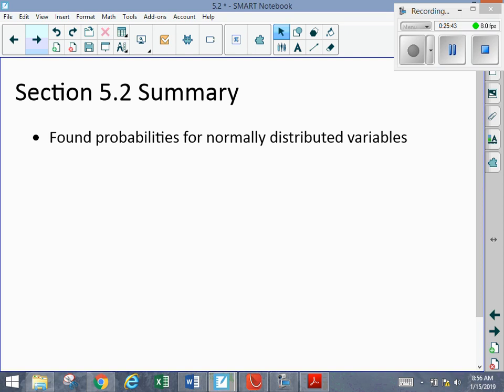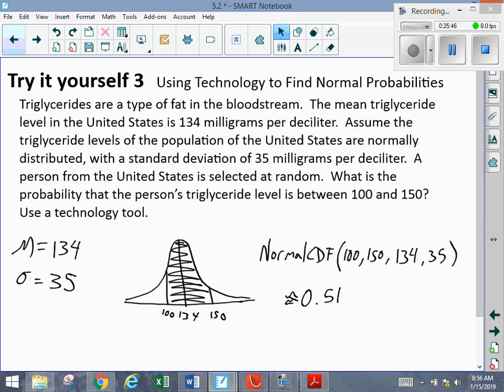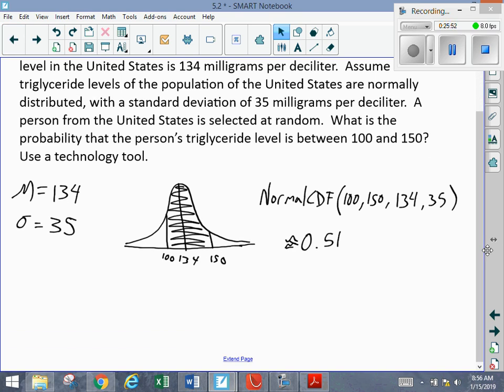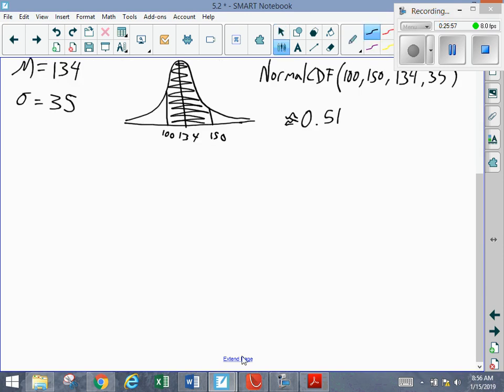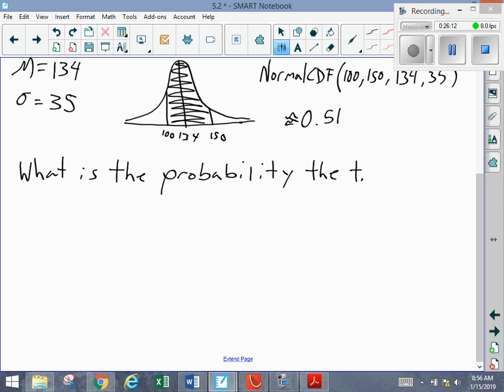Okay, I am actually going to go ahead and add on to this problem because there's something noticeably missing. What is the probability that their triglyceride level is below 100? Okay? So what is the probability that the triglyceride level is below 100? Okay, so we're going to add on to that.